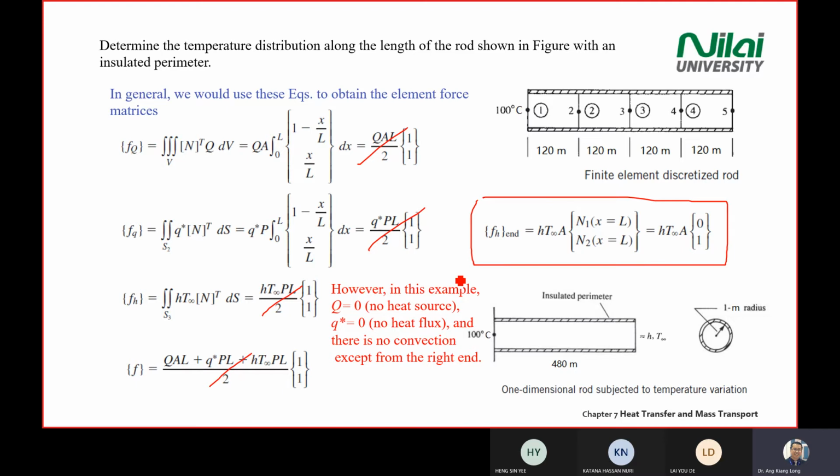You look at the question statement, whether the question says there is any heat source. If no heat source, you don't need to consider the first equation. If no heat flux, you don't need to consider the second equation. If no convection, you also don't need to consider the third equation. Usually they will be open-ended at the end, so normally you have to use the fourth equation. At least you should write this equation in your answer. You will score 1 mark if you write this equation.